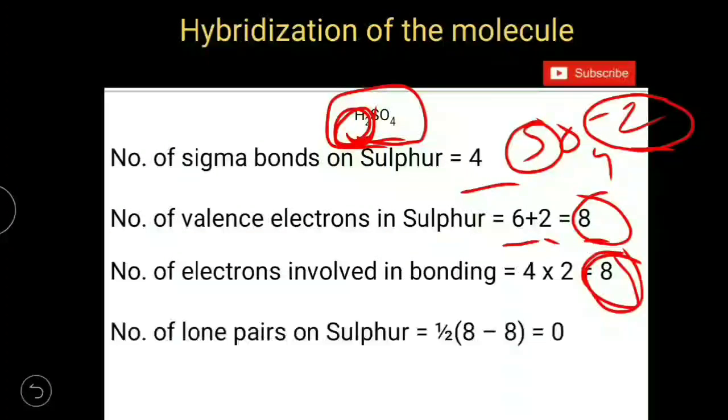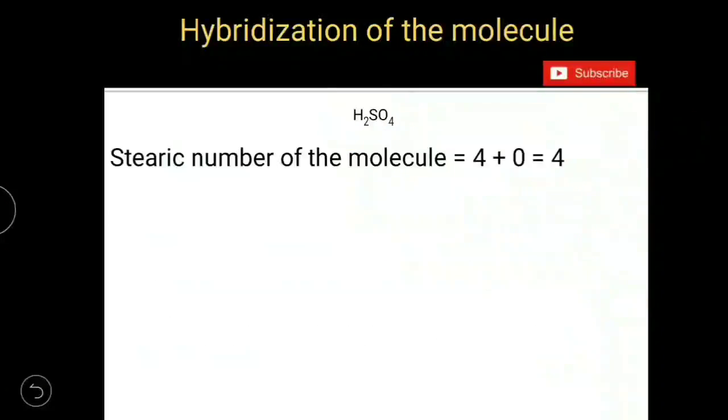Then will you get any lone pair of electrons? No. Lone pair of electrons is equal to 0. Then what is steric number? Number of sigma bonds 4 and number of lone pair of electrons 0. So steric number is 4.